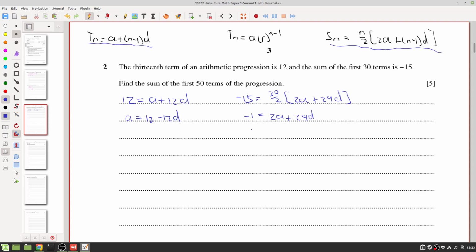Okay, so now we can substitute this a value into this equation. So substituting that into that, we get negative 1 equals 2 times (12 minus 12d) plus 29d. So let's multiply that in. That gives us 24 minus 24d plus 29d. And getting all the d's by itself, negative 1 minus 24 is negative 25, equals negative 24d plus 29d, which is 5d. And then dividing by 5 on both sides, we get negative 5 is equal to d.